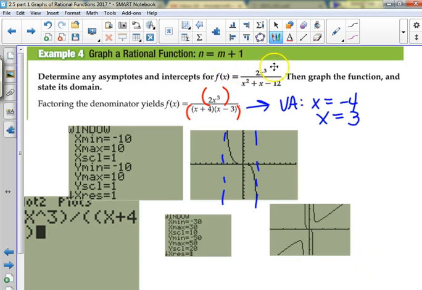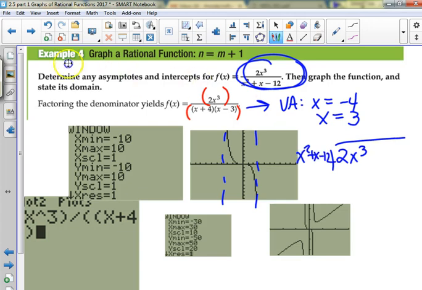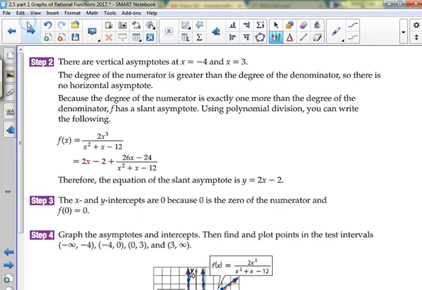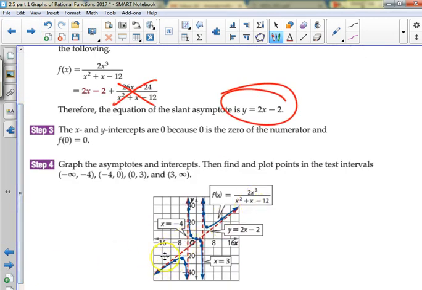To find the end behavior, I'd have to divide. Uh-oh, because it's top heavy? What would I have to do? Yeah, 2x cubed divided by x squared plus x minus 12. We're just not going to do that one right now. Here, look, they did it for us. And it became, after they threw the remainder away, 2x minus 2. Does it look like it approaches y equals 2x minus 2 out on the far ends?